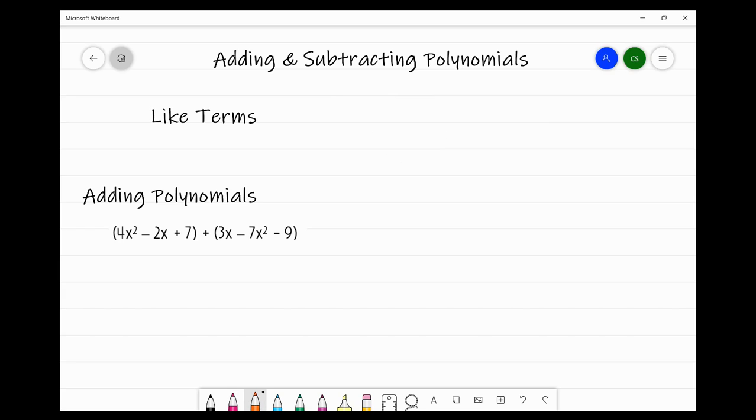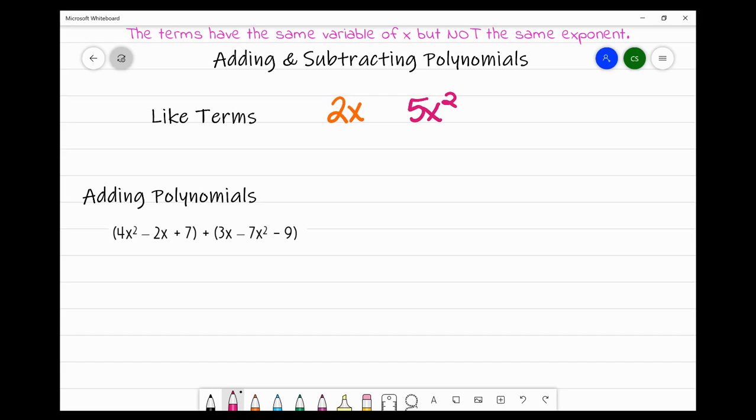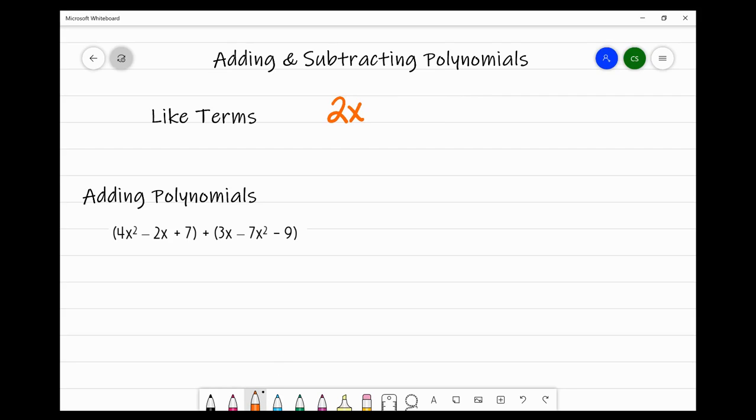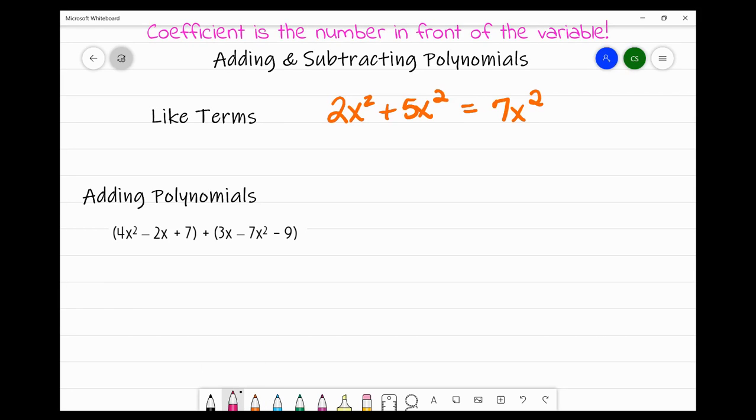So what are not like terms? 2x and 5x squared. Yes, both have an x, but do they have the same exponent? No. Therefore, they're not like terms. The only way we can combine like terms is if they have the same variable and exponent. Then we can simply combine the coefficients. Remember, the coefficient is the number in front of the variable, and the variable and exponent stay the same.